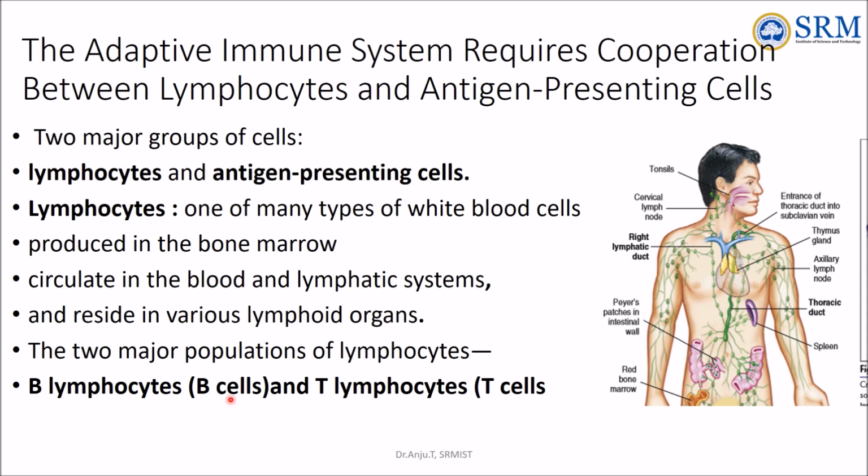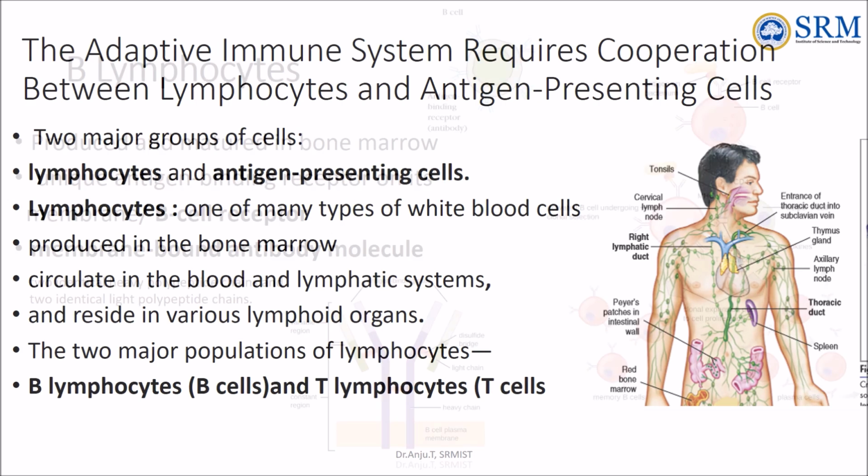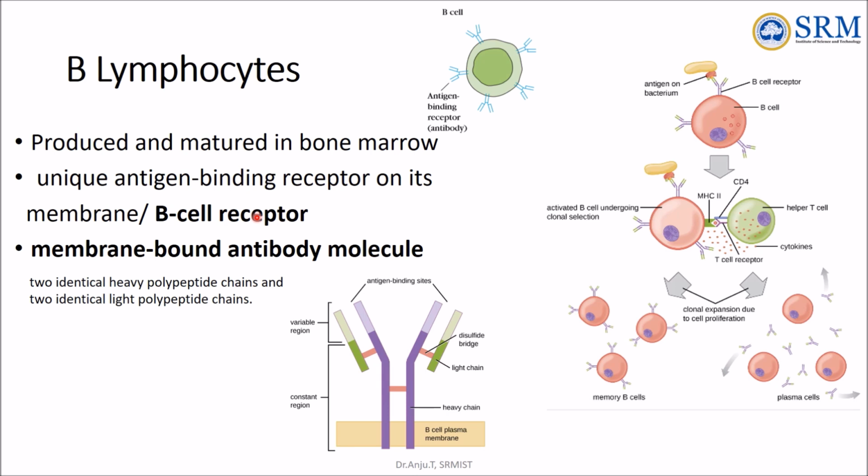They are the B lymphocytes, also called B cells, and T lymphocytes, which are called T cells. These are the two major populations of lymphocytes involved in the adaptive immune response. B lymphocytes get the term B because they are produced in bone marrow. They are produced and they mature in bone marrow.